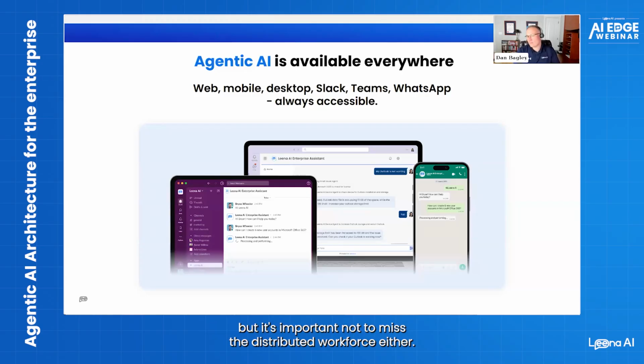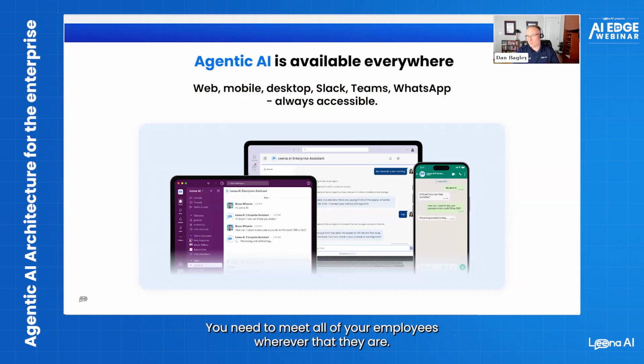But it's important not to miss the distributed workforce either, thinking about doctors and nurses or factory floor workers or retail workers. For those workers, either mobile-first solutions, text or WhatsApp-based solutions, or kiosk-based solutions are really important. And there's not necessarily a one-size-fits-all solution for a given organization.